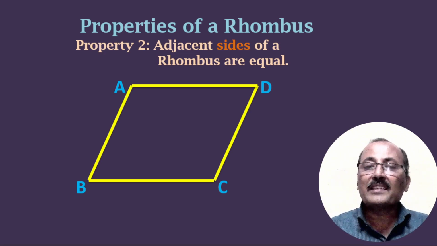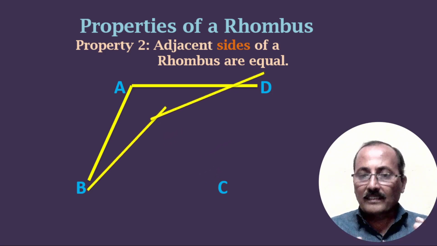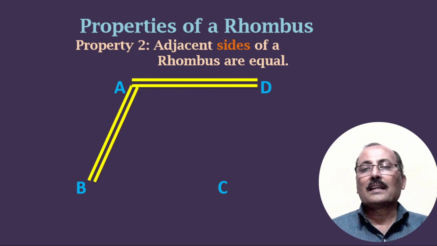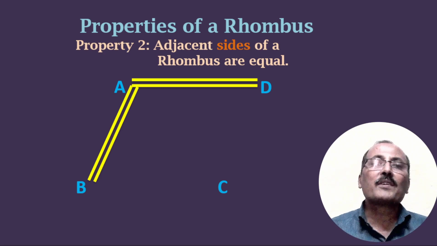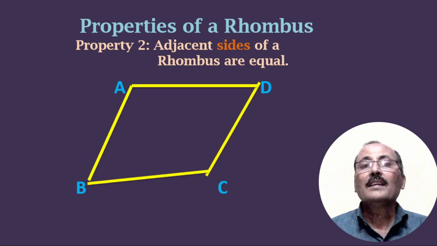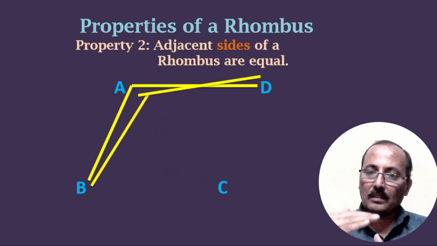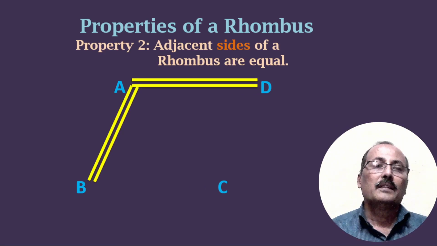How to verify this? Consider this rhombus ABCD. The adjacent sides AB and BC overlap one over another, and DC and AD overlap one another, proving that the adjacent sides of a rhombus are equal. Just see that adjacent sides are moving and keep one over another, showing that they are equal.